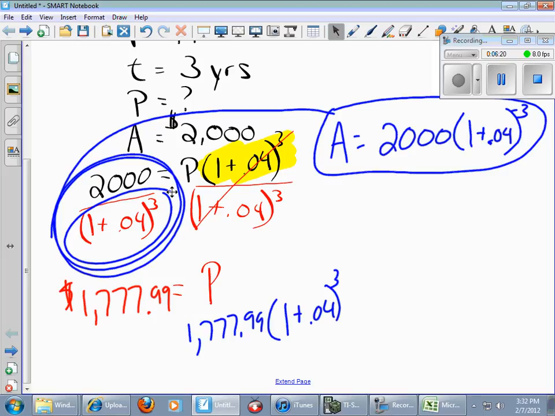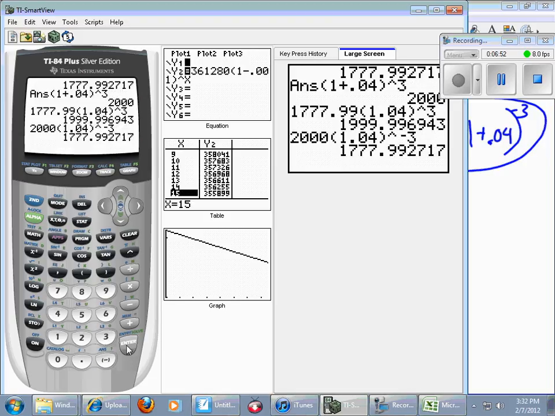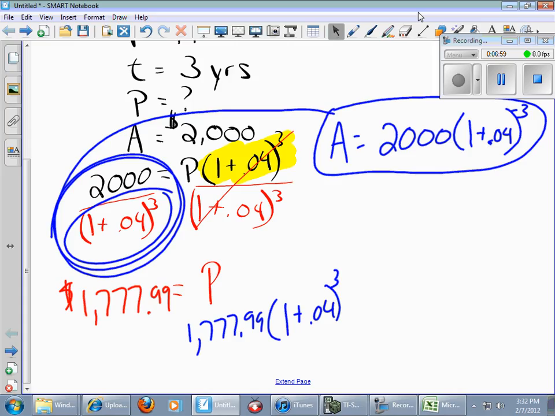But as I was going along, I noticed I could think about it this way, where I'm in the future. I have the $2,000. How much did I initially invest 3 years ago? Either way, if you type that in a calculator, I'll prove it to you so you don't have to take my word for it. If I take 2,000 and multiply by the quantity of 1.04 raised to the negative third power, there we go. Look at that. I get $1,777.99.